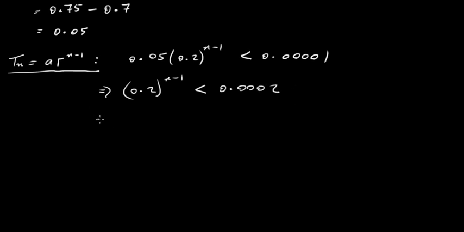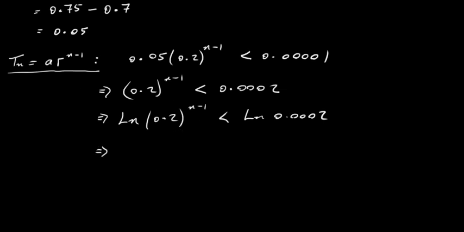Okay, now this is as far as we can go for the moment without getting into logs, because we have a power here and our variable is part of the power. So what we're going to have to do is get the log. I'll use natural log here. We're going to have to get the log of both sides. 0.2 to the power of n minus 1 less than the log of 0.0002.